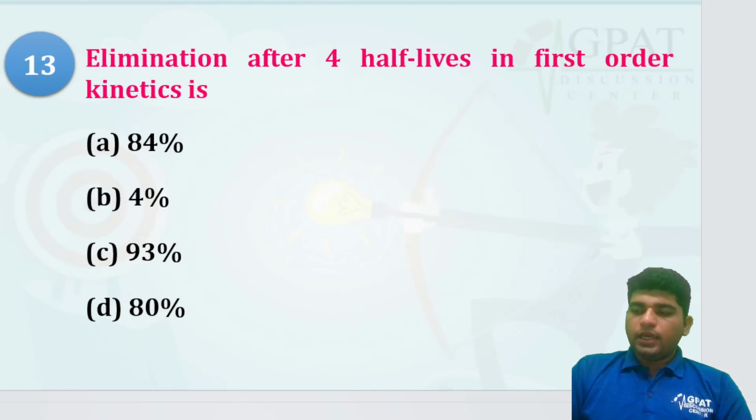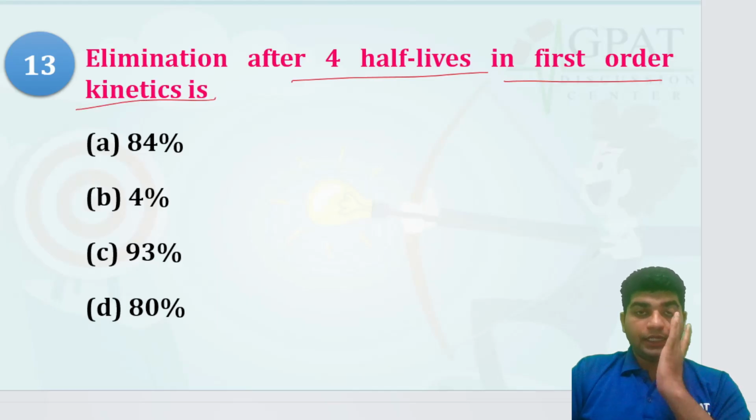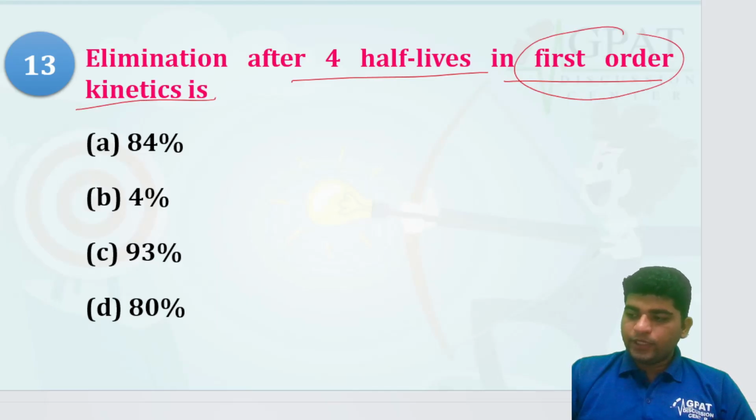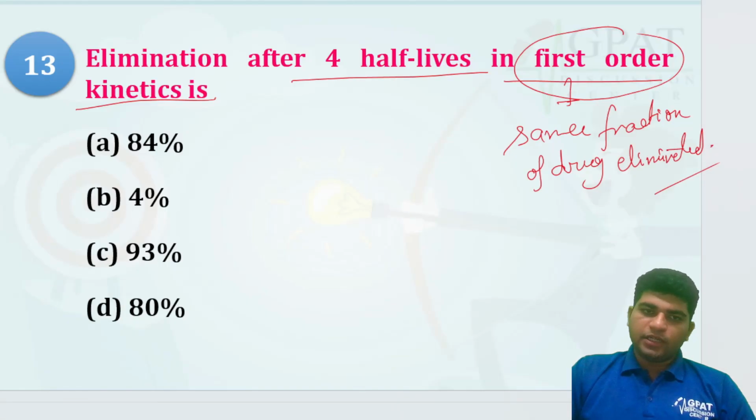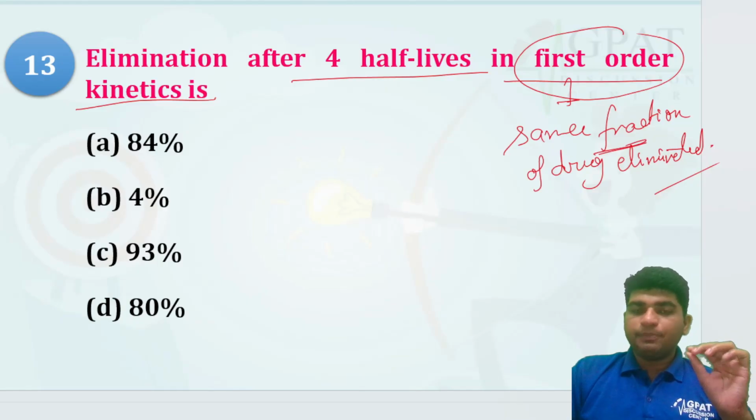Next, elimination after 4 half-lives in first order kinetics. In first order kinetics, the same fraction of drug is eliminated. If we talk about zero order, then there is a constant amount of drug, for example, 20 mg of drug eliminated per hour. That is the constant amount. But in first order, it is the same fraction, that is the percentage.